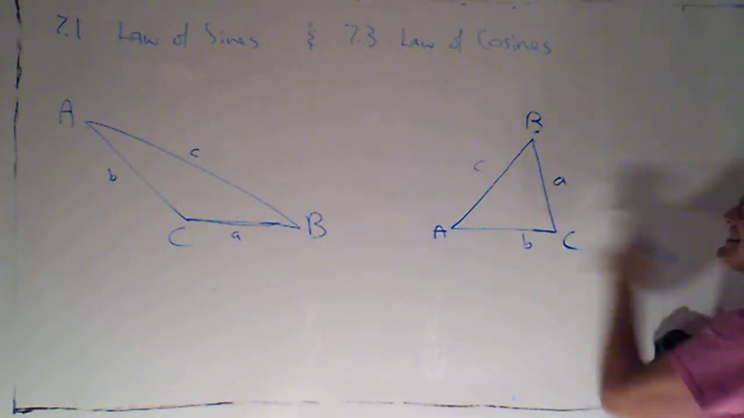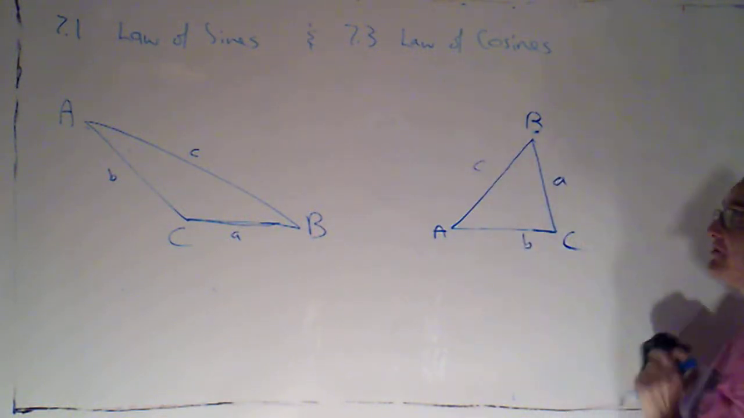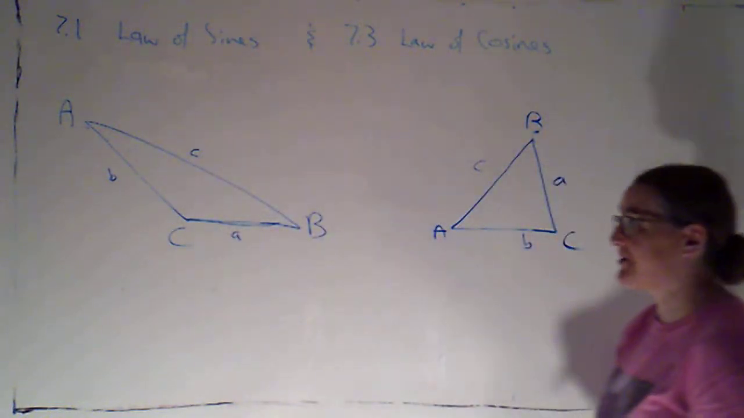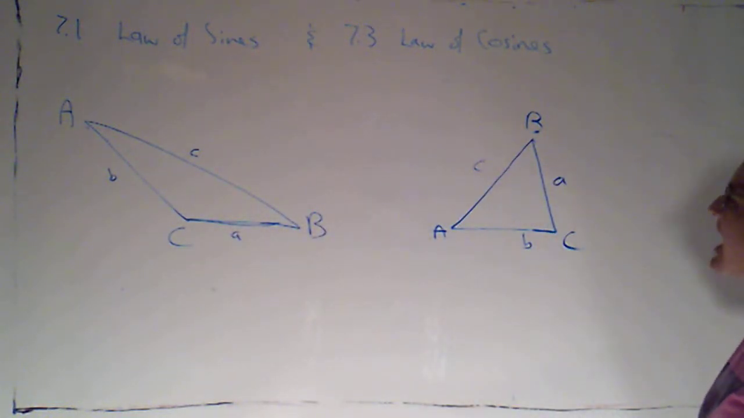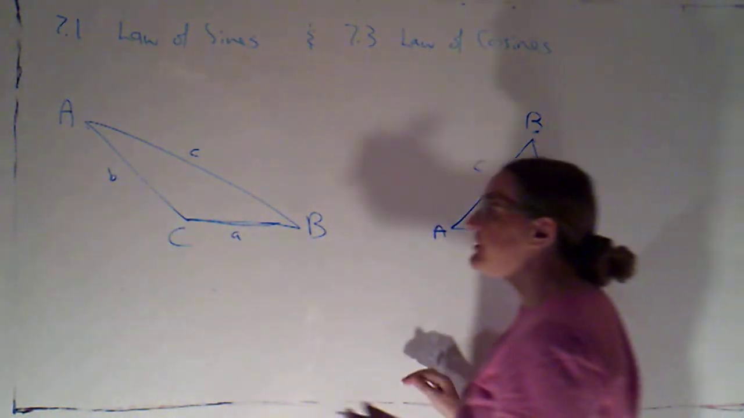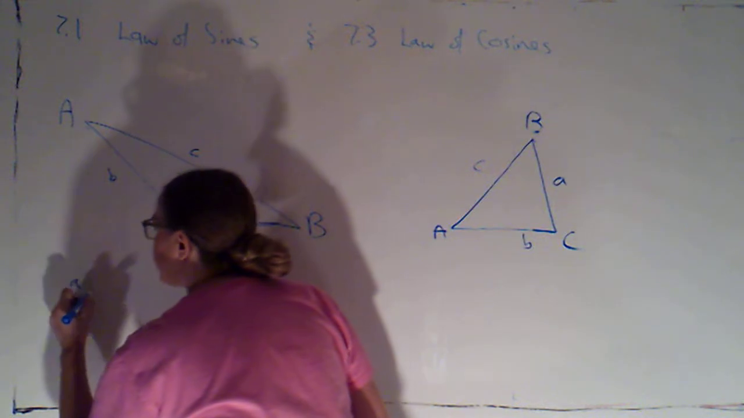Okay, so this is an acute triangle where every one of these angles is acute. This would be an obtuse triangle, where angle C is obviously an obtuse angle. Okay. All right. So I have the law of sines, which says this.